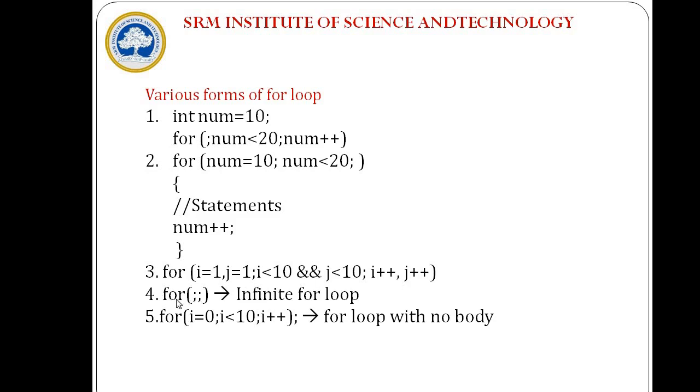The fourth variation is that you can have a for loop whose syntax is for(;;), which indicates an infinite for loop. When you use this for loop in your program, it will iterate any number of times without exit. The fifth variation is a for loop which is terminated by a semicolon, which indicates a for loop with no body.